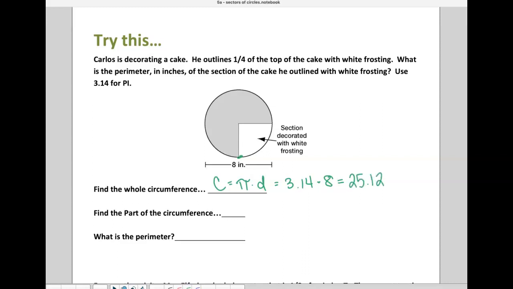Did he put white frosting all the way around the cake? No. He only outlined this section, which is 1/4. So now I need to find 1/4 of this. How do I find 1/4 of something? To find 1/2, I divide by 2. To find 1/3, I divide by 3. Carly? Divide by 4. So we're going to do 25.12 divided by 4, and you get 6.28.